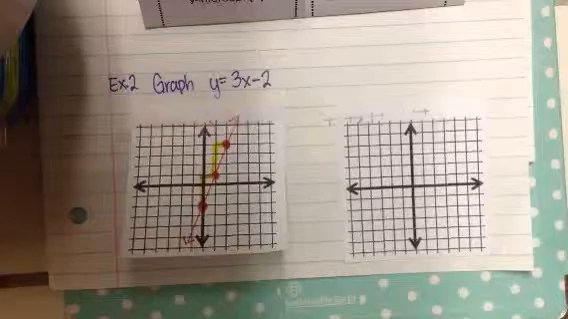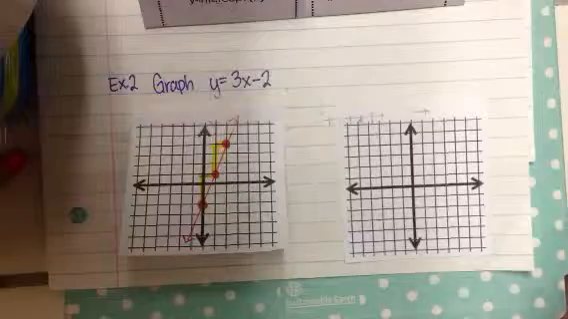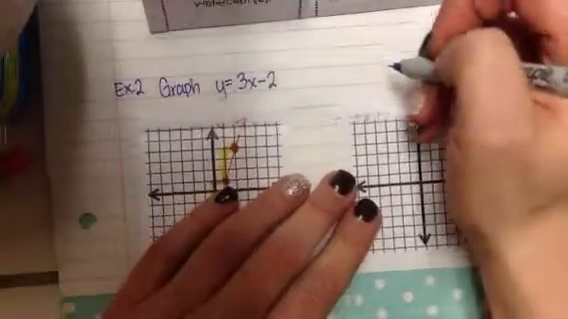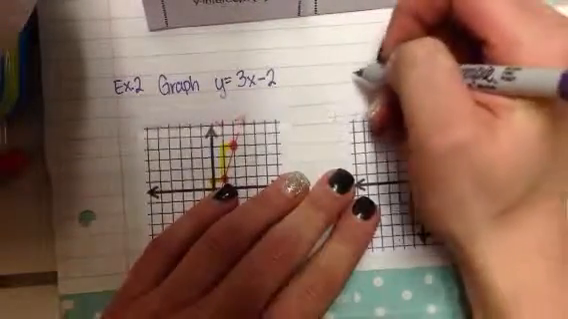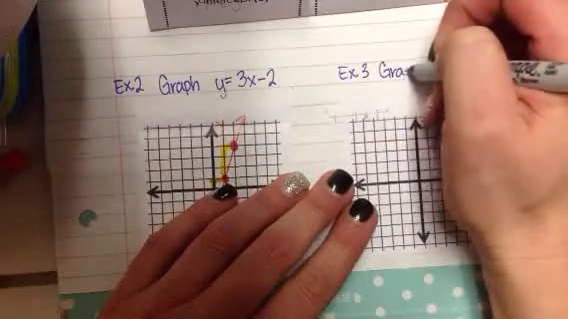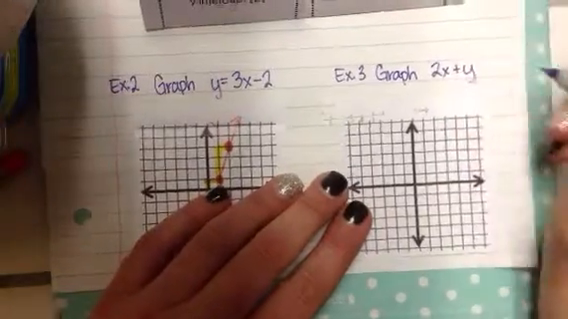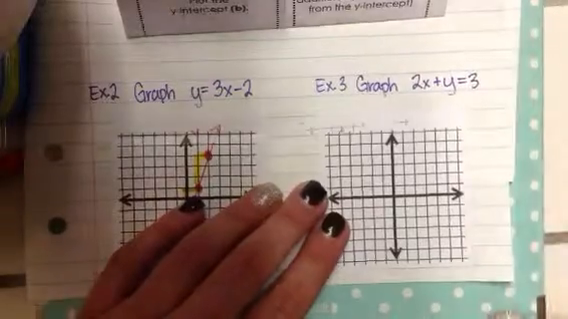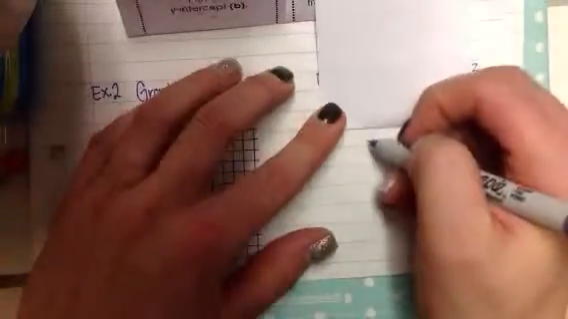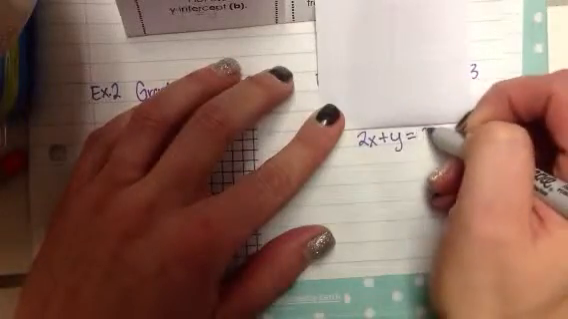So let's do one more example together. We're going to do this time example 3. We're going to graph the equation 2x plus y equals 3. So let's flip up this flap, rewrite that equation. It is 2x plus y equals 3.